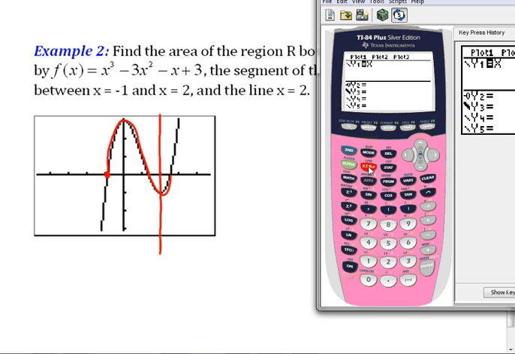You guys still need practice with doing antiderivatives. So you should do things by hand because you need that practice.